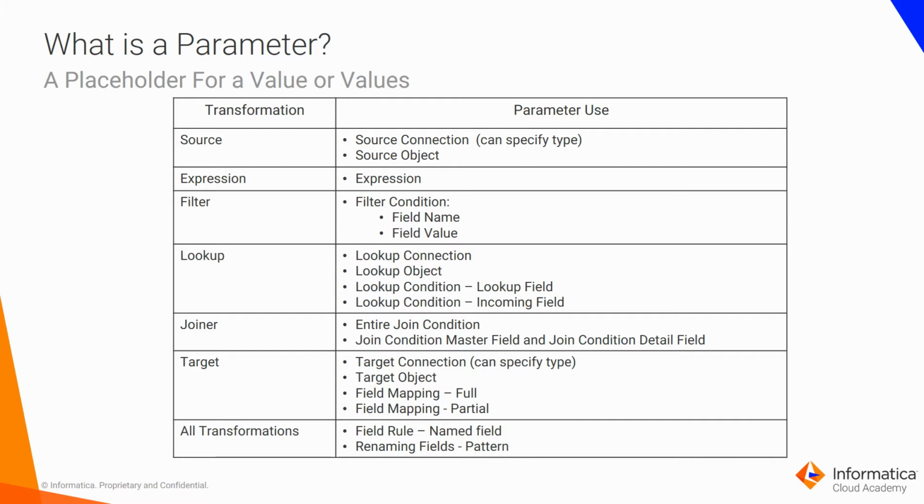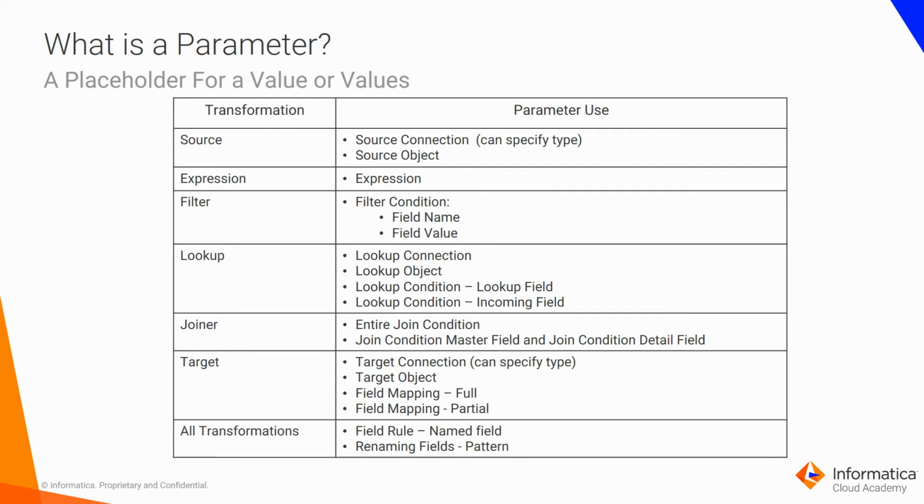For the joiner transformation, you can parameterize the join condition. In the task, you define the entire join condition. You can also parameterize the master and/or detail fields in the join condition. In the task, you would then select the field in the detail source to use.